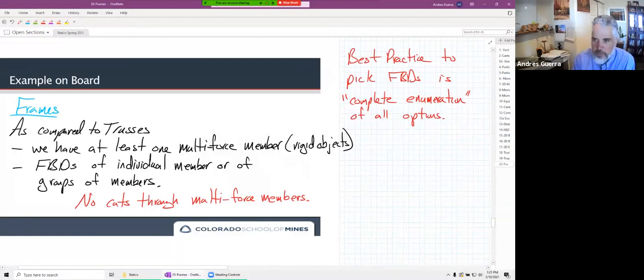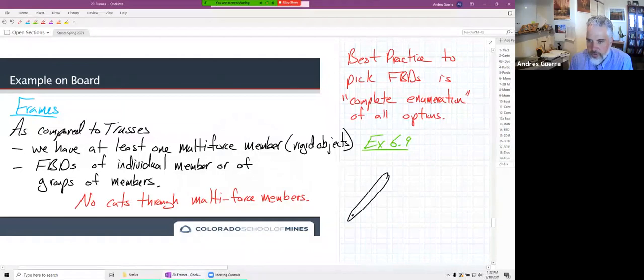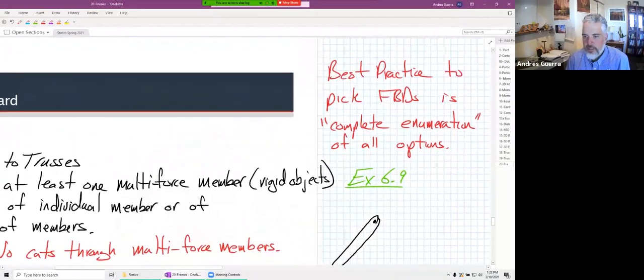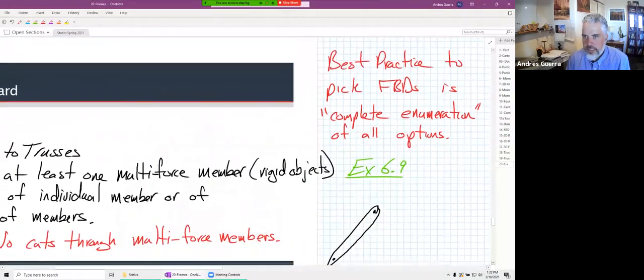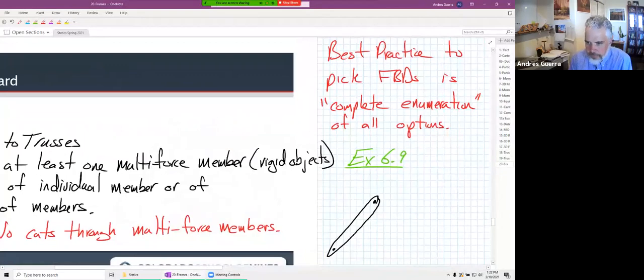So let's start this by looking at example 6.9 from your textbook. Example 6.9 has two rigid objects. It's got a rigid object here, and there's a hole down here, and there's a hole up here. Let me zoom in a little bit here. It's easier for me to write when I'm zoomed in. And there's another rigid object here that goes down, and there's a pin there, there's a pin here.